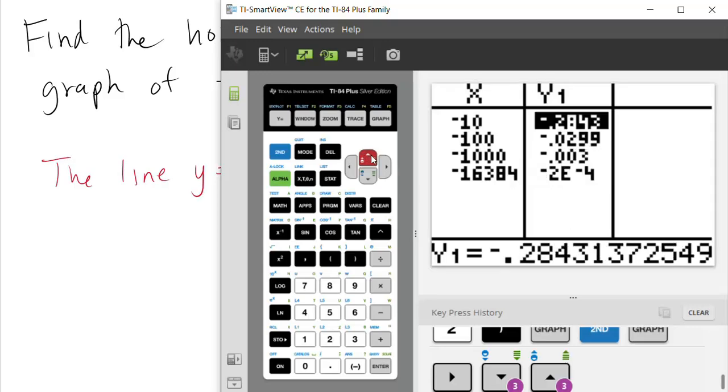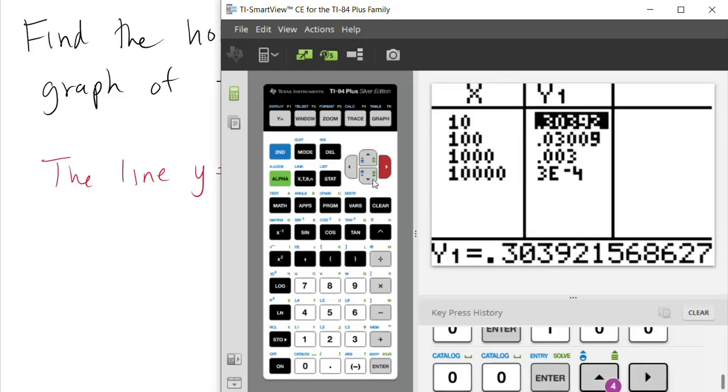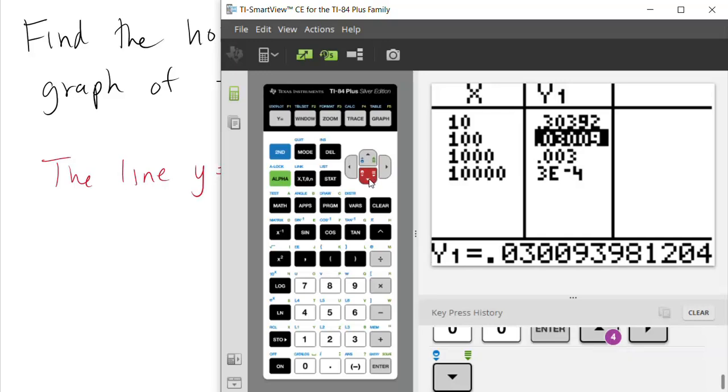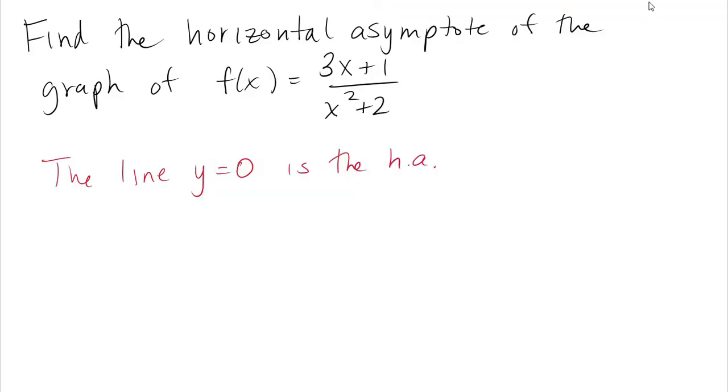Let me do the same thing on the positive side. So I plugged in some powers of 10 here. You can see that these outputs are getting closer and closer to 0, where this last one is in scientific notation. That's like 0.0003. The line y equals 0 is the horizontal asymptote.